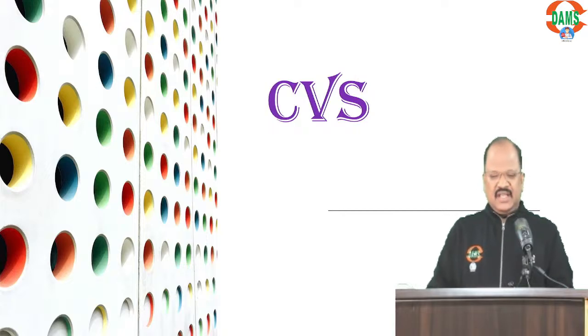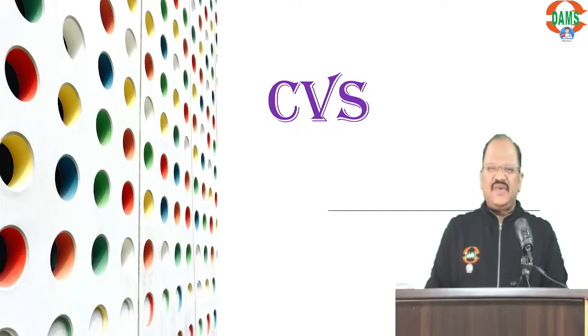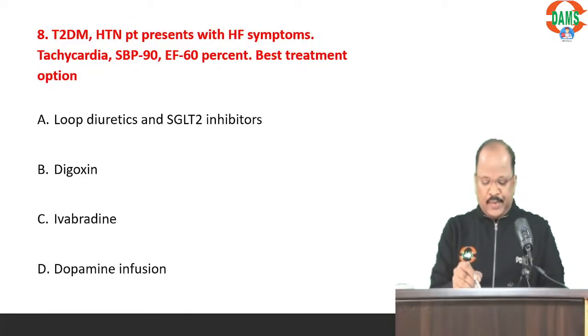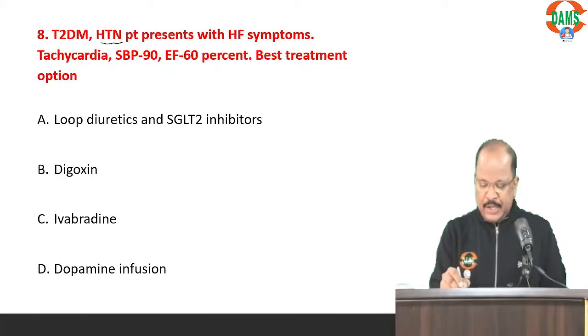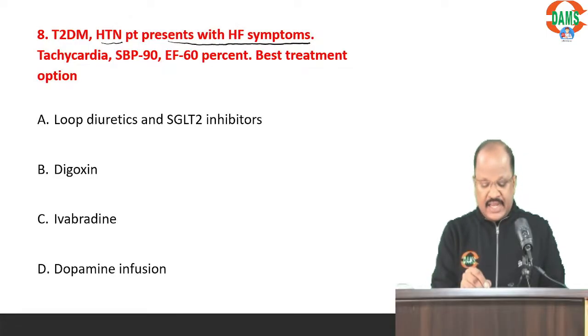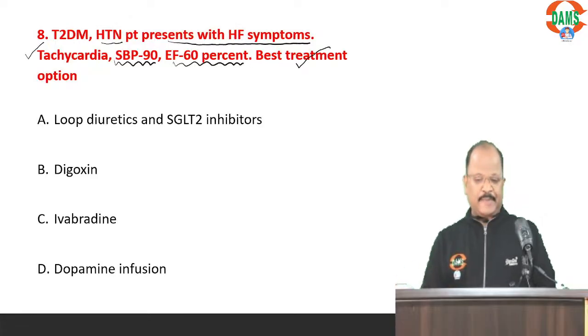Into cardiology. In this May 2025, usually in the AIIMS exam, cardiology not that much they concentrate. Now they ask one question. Look here. Type 2 diabetes patient having hypertension presenting with heart failure symptoms, tachycardia, systolic BP 90, ejection fraction 60 percent. What is the best treatment?